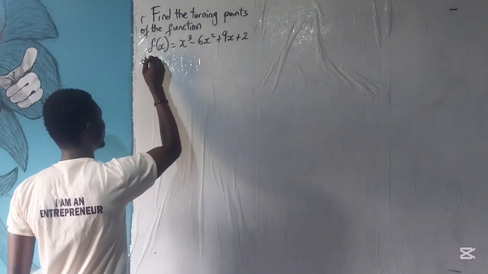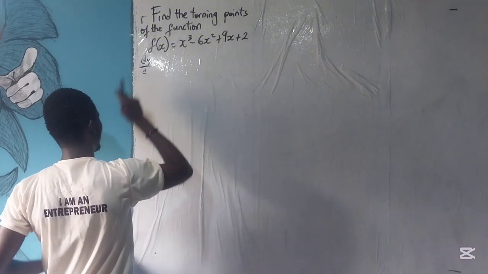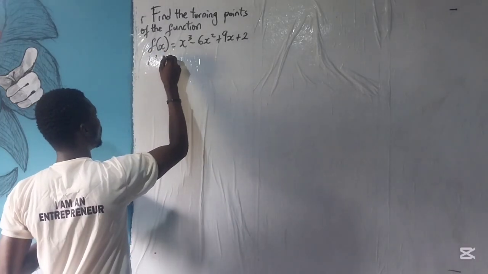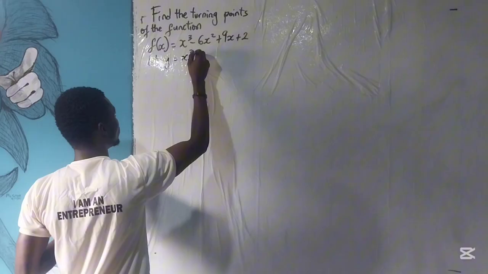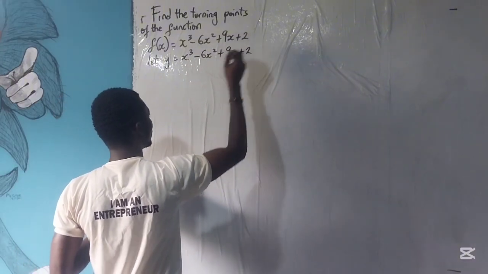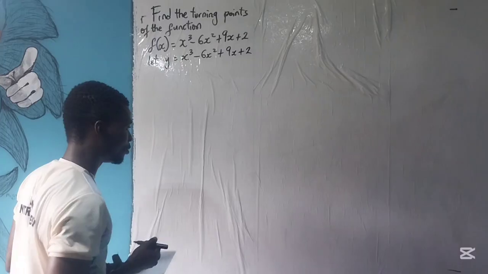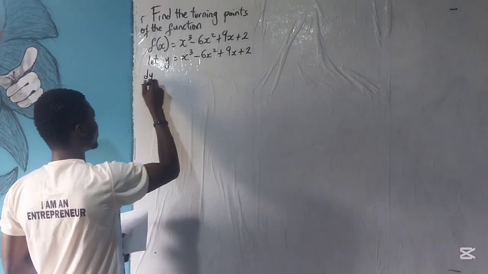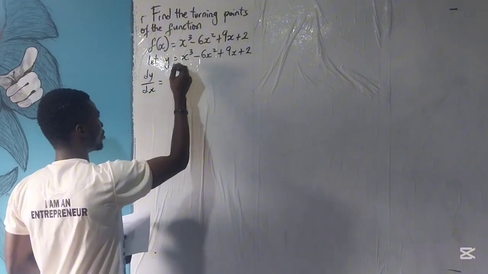We are going to find the dy/dx of the function. But firstly, let y be the function y = x³ - 6x² + 9x + 2. Now, how do we get this? That means our first derivative, dy/dx, will be what?